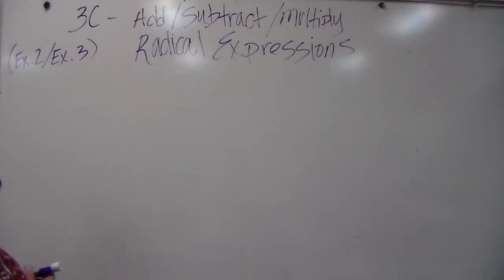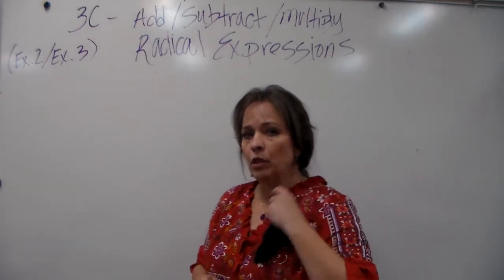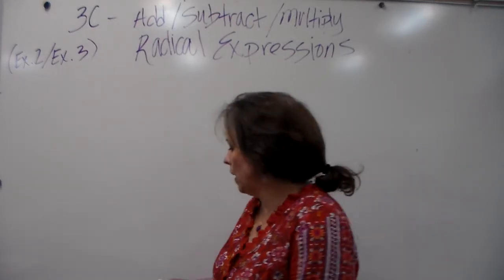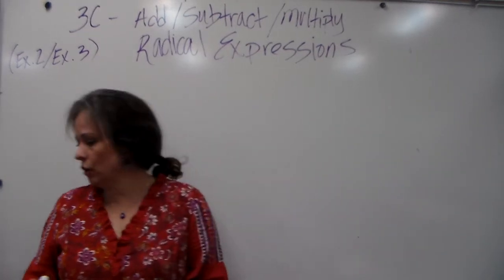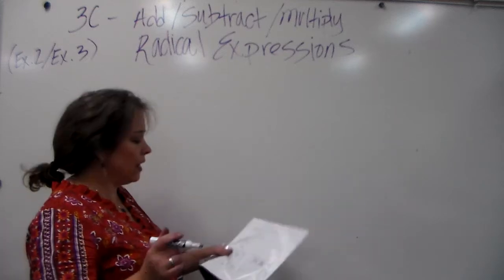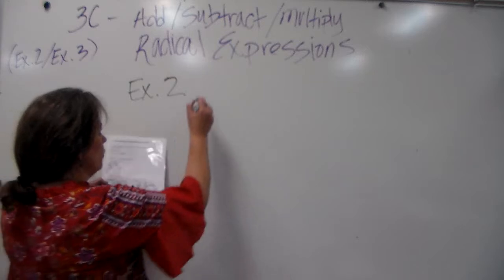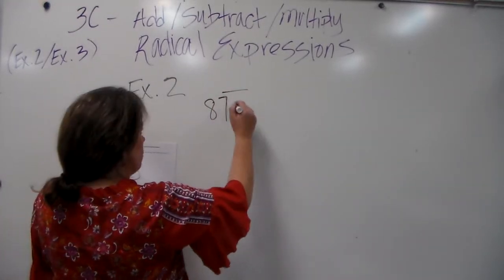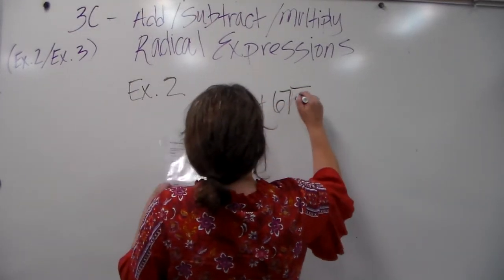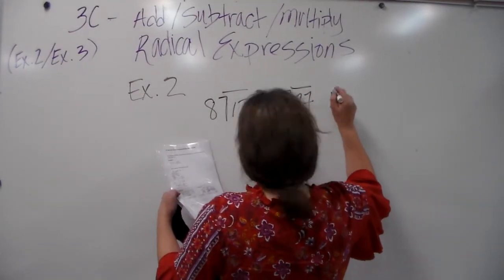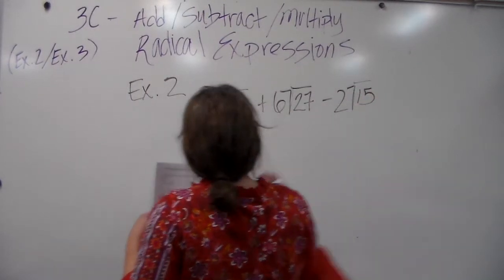Hi guys, this is the lesson video for 3C, and in this video I'm going to show you example 2 and example 3, okay? On page 7 of our notes for 3C, you can see that example number 2 is 8 square roots of 12 plus 6 square roots of 27 minus 2 square roots of 15, okay?